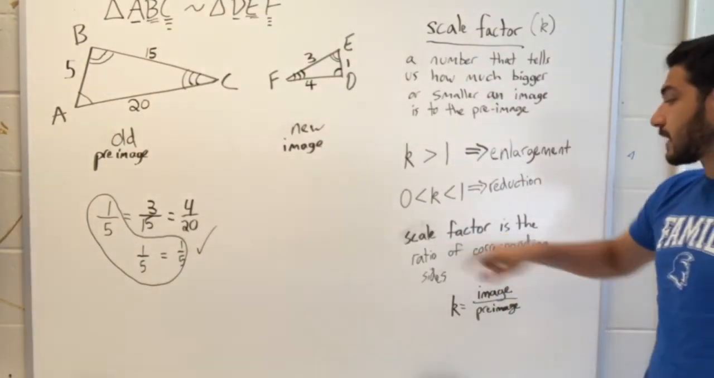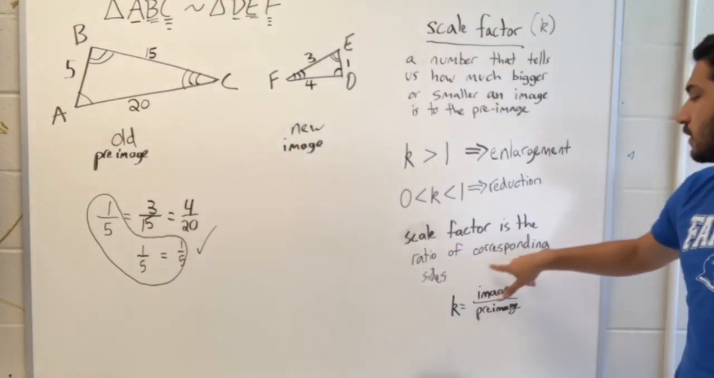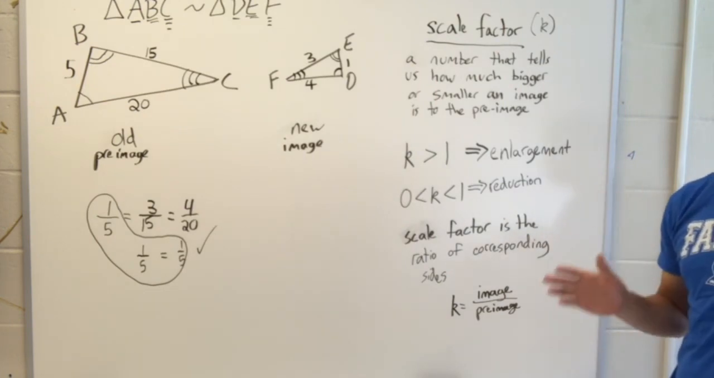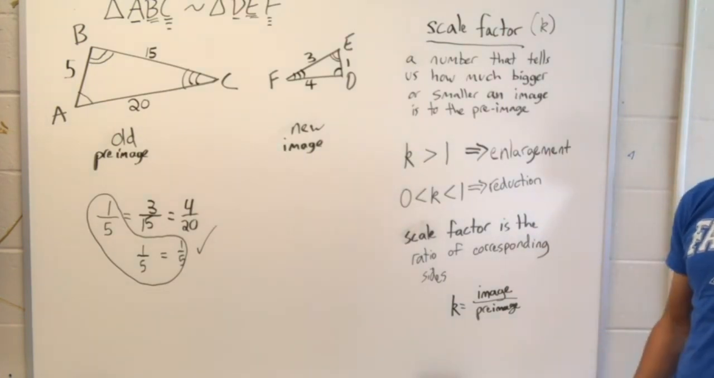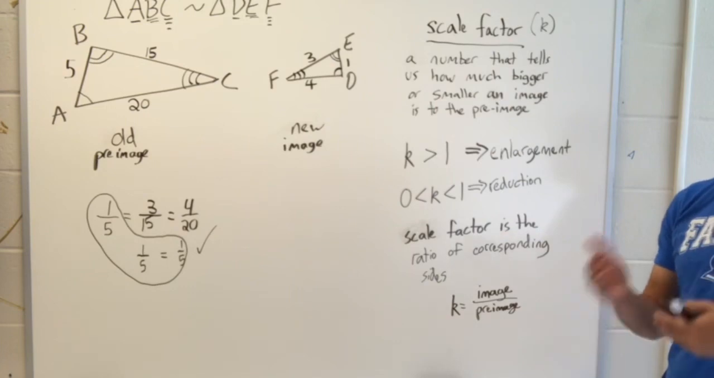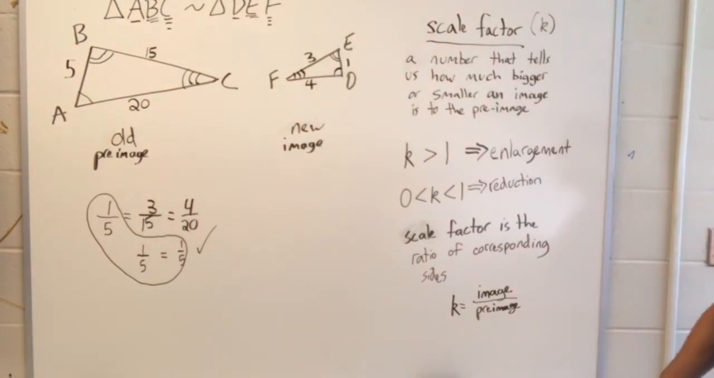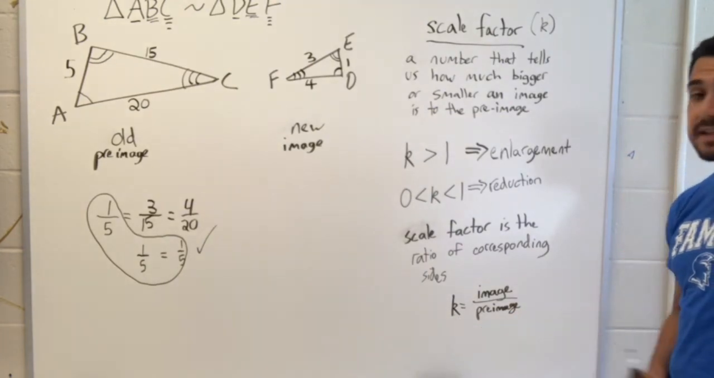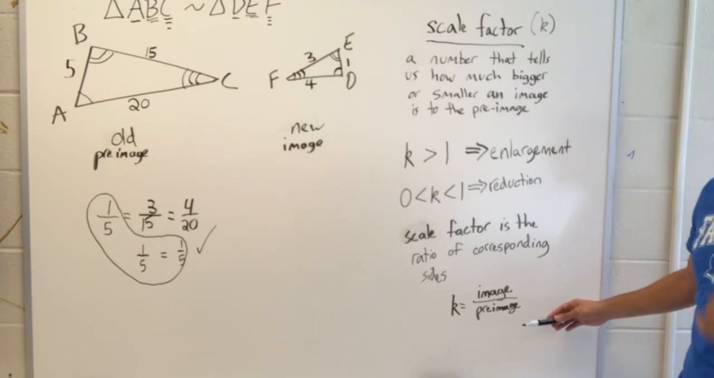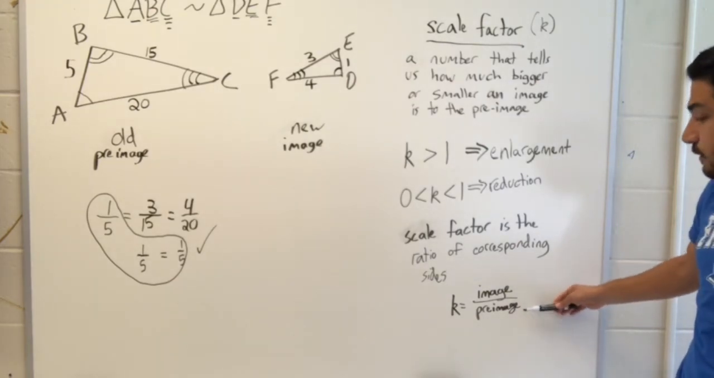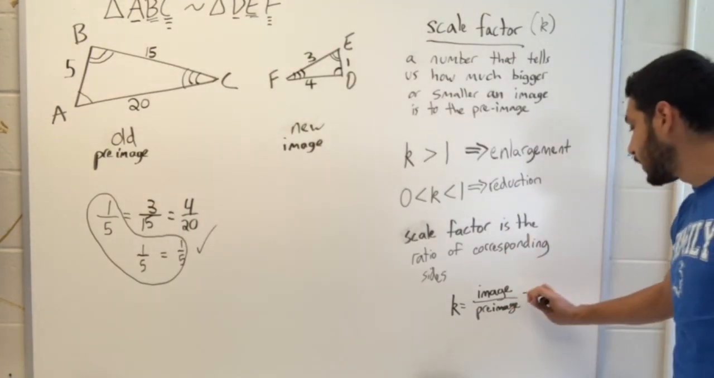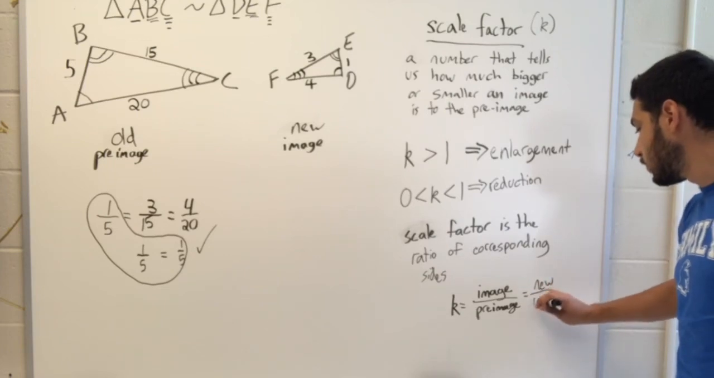To find the scale factor, we just have to find the ratio of corresponding sides. If two figures are similar, it doesn't matter which pair of corresponding sides you use to find the scale factor. Because the corresponding sides are proportional, they're all going to have the same ratio when they are reduced or simplified. So in this case, we can find the scale factor by taking the length of the side of the image over the length of the corresponding side of the pre-image. So we always do image over pre-image. You want your new figure over your old figure. So I'll go ahead and write that as well. New over old.